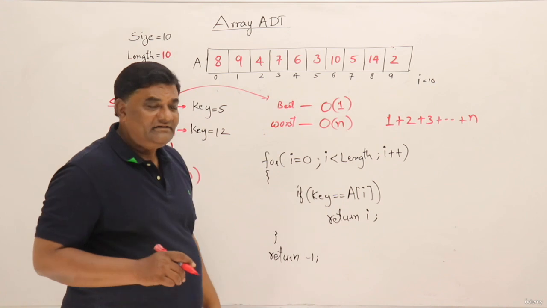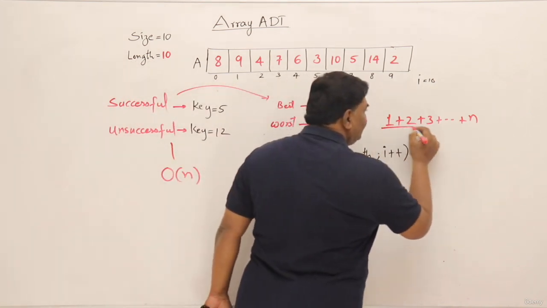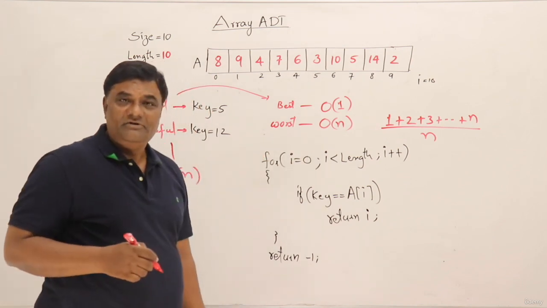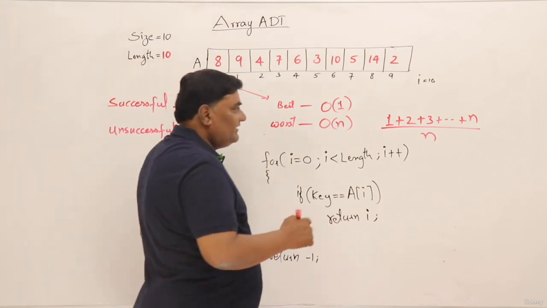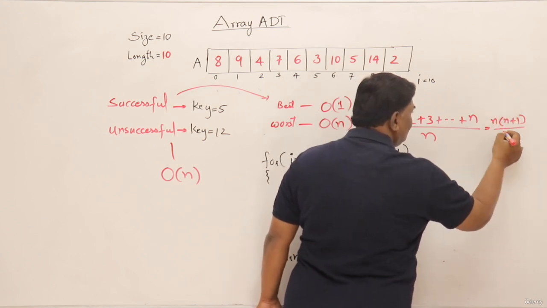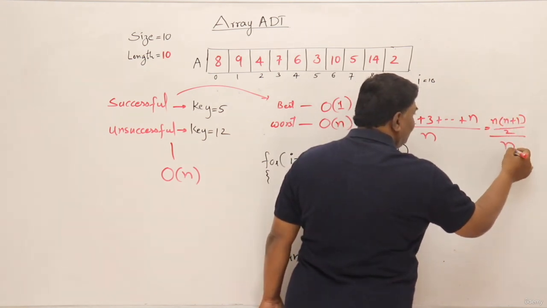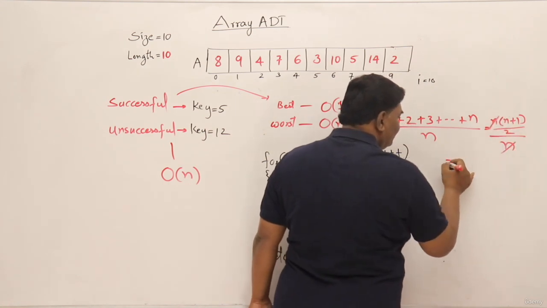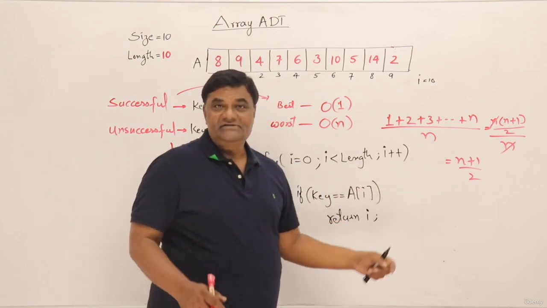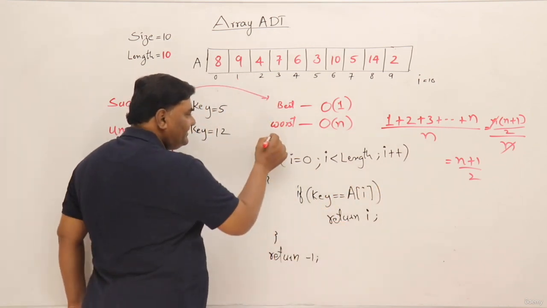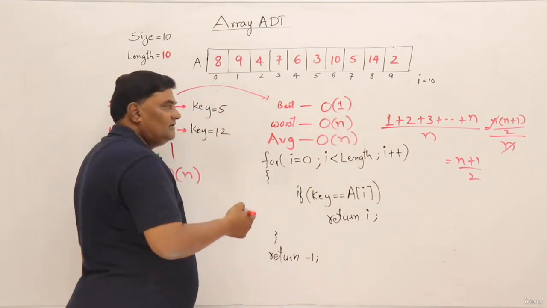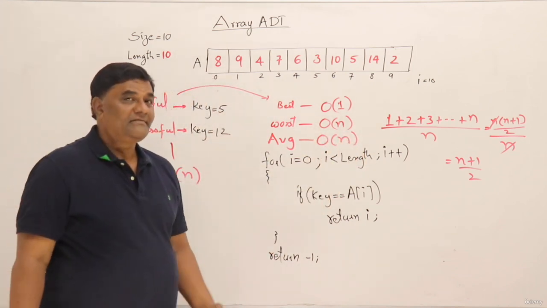Then how many cases are there in total? N elements are there, so n cases are there. So this is n. The sum of the time taken in all possible cases divided by the number of cases is equal to n into n plus 1 by 2, whole divided by n. N gets cancelled. So this is n plus 1 by 2. This polynomial is of degree 1, that is order of n. So the average case time is order of n. So we have found the average case also.